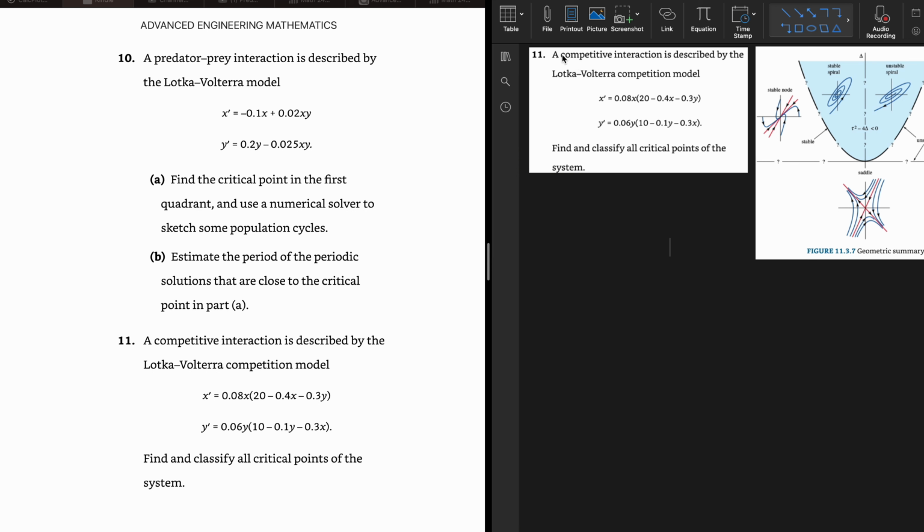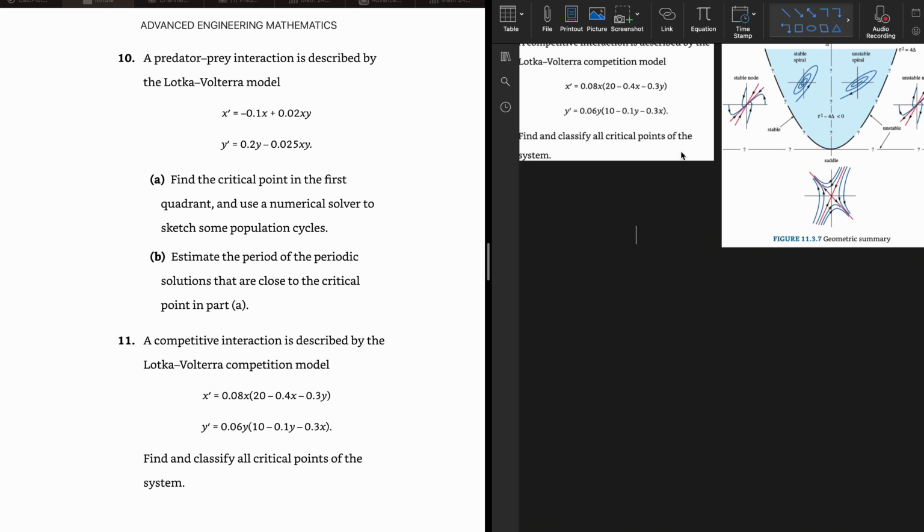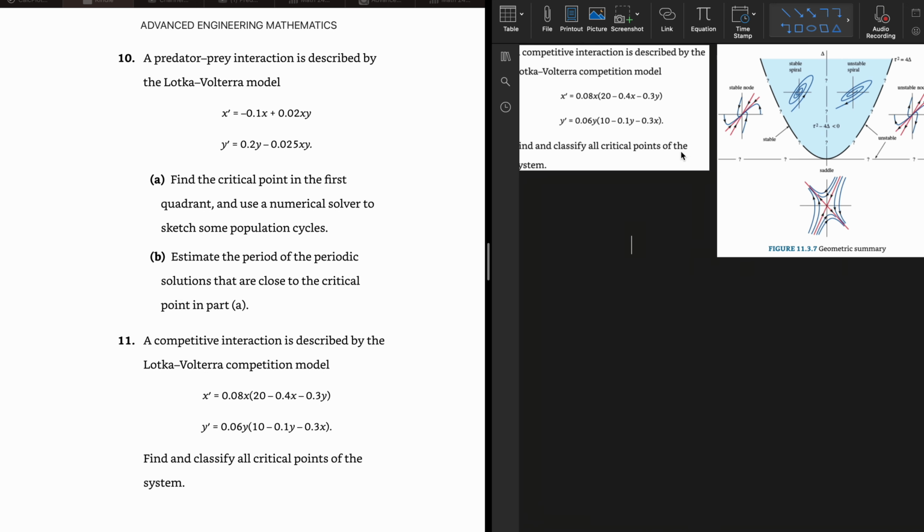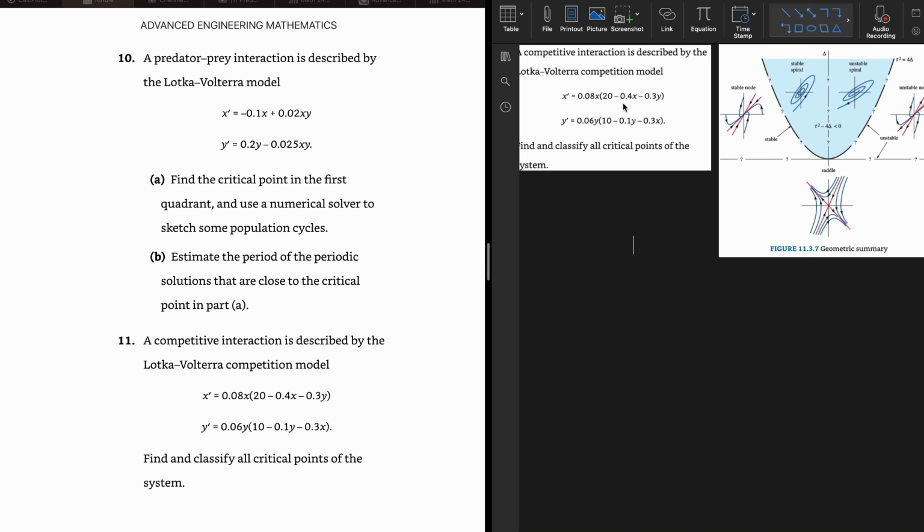Let's do problem number 11. A competitive interaction is described by the Lotka-Volterra competition model right here. We want to find and classify all critical points of the system. So the first thing we're going to do is find the critical points. Then we're going to find the Jacobian and linearize the system because this is non-linear.